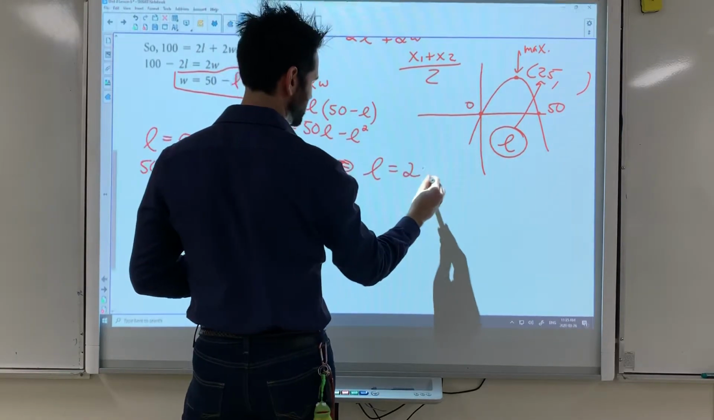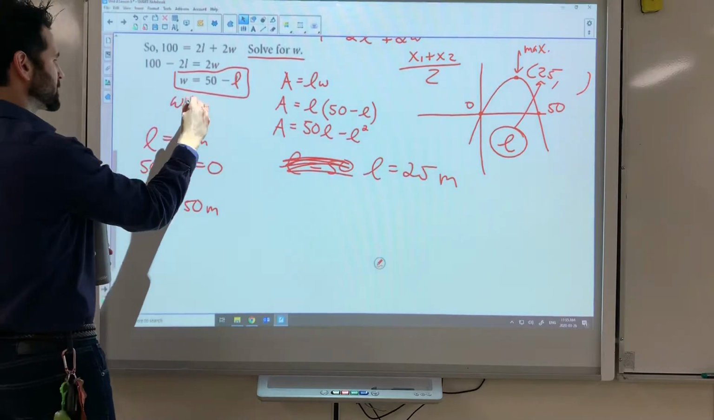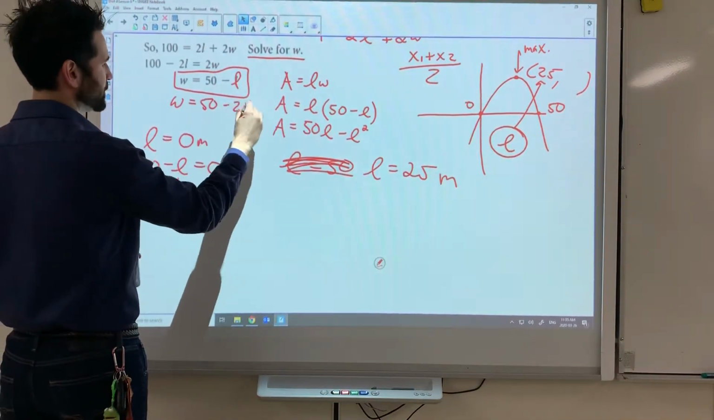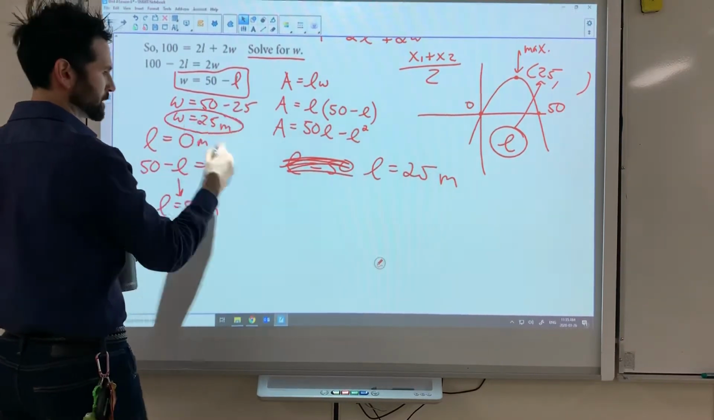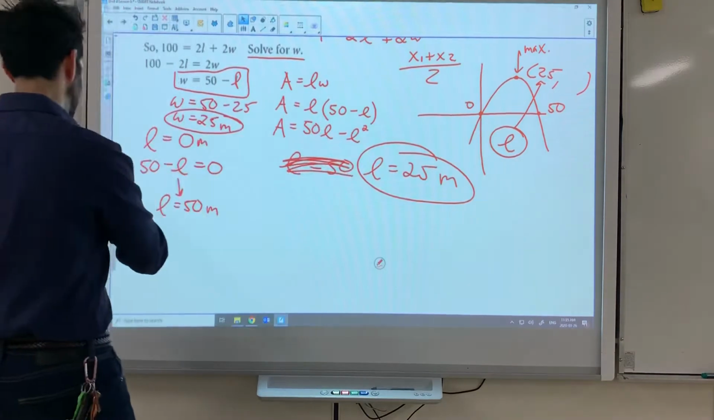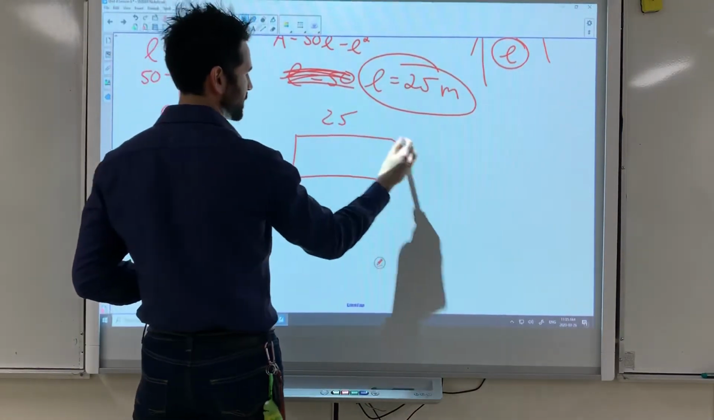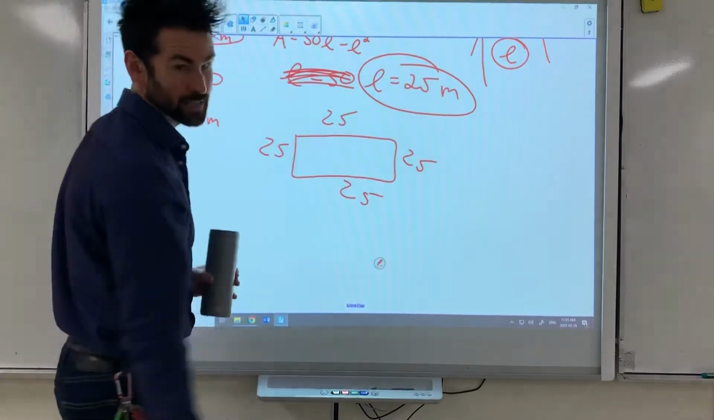So the length needs to be 25 meters. We have an expression for width over here. So the width of this garden is 50 minus L, so 50 minus 25. So the width also has to be 25 meters. So what did we find out? Well, our rectangular garden is actually a square where the length and the width is 25. Does it add up to 100?